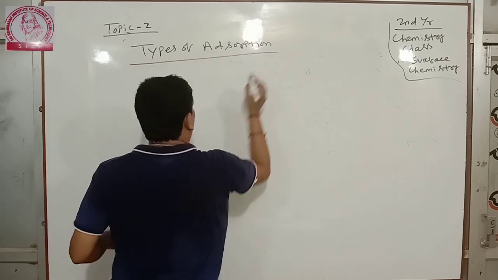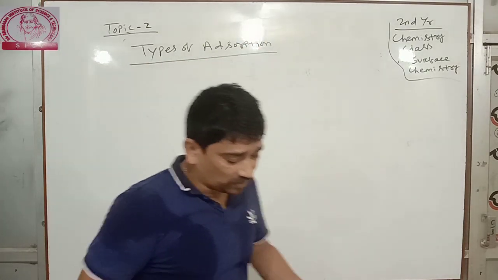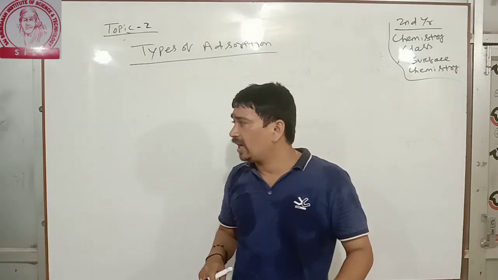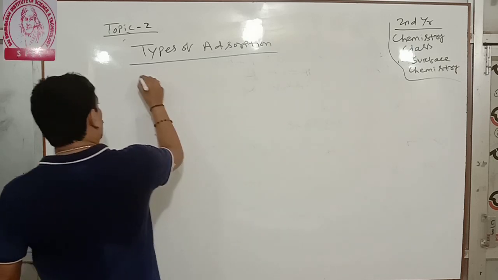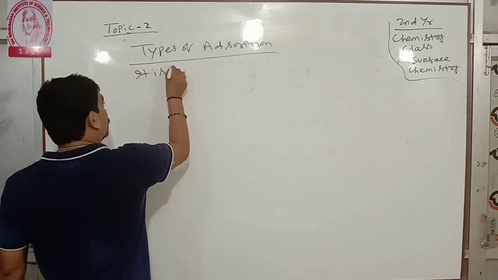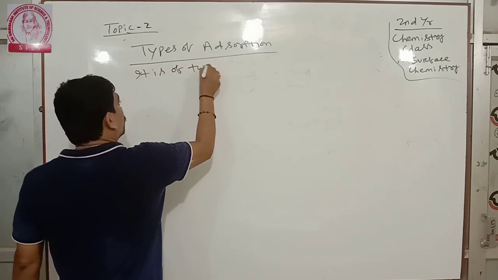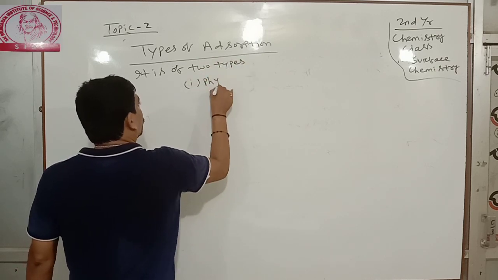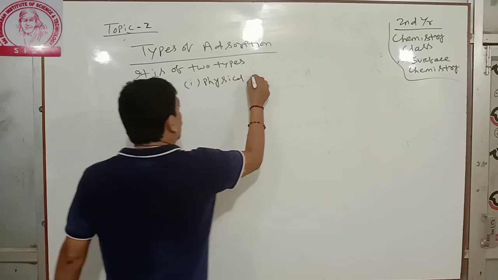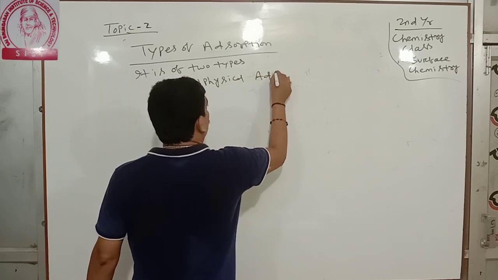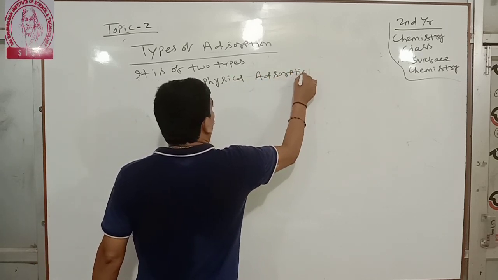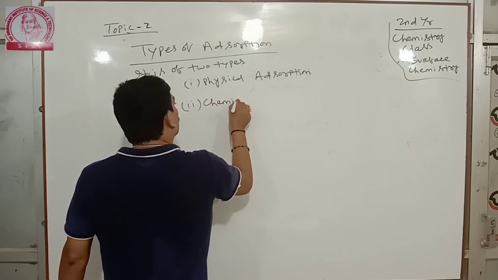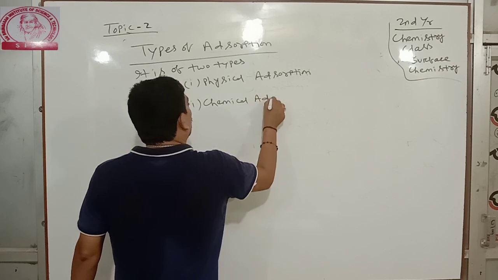Types of adsorption. There are generally two types of adsorption. One is physical adsorption. Second is chemical adsorption.